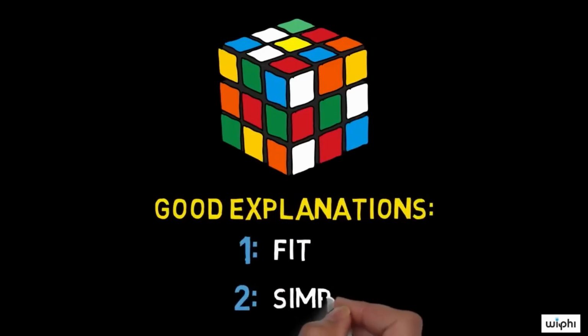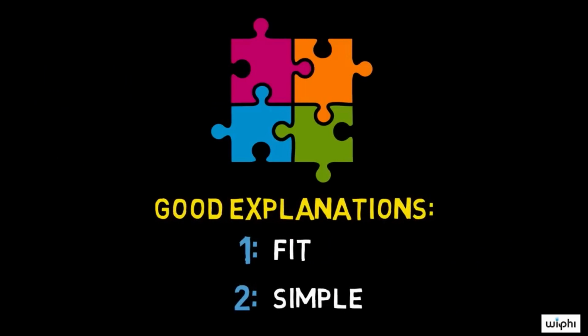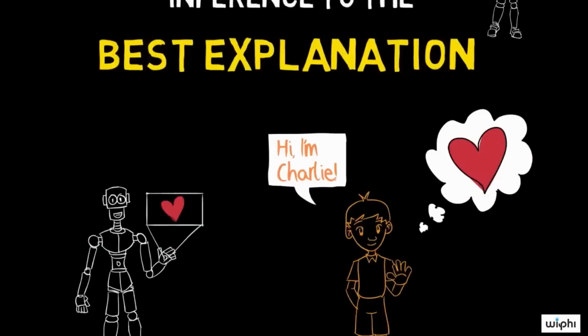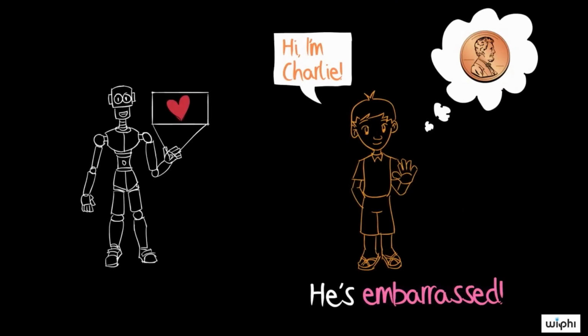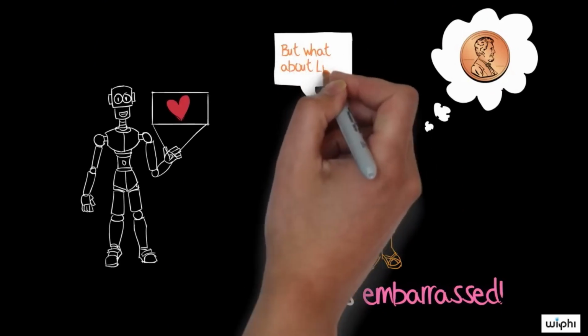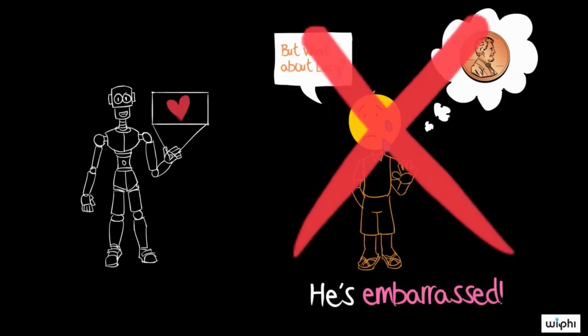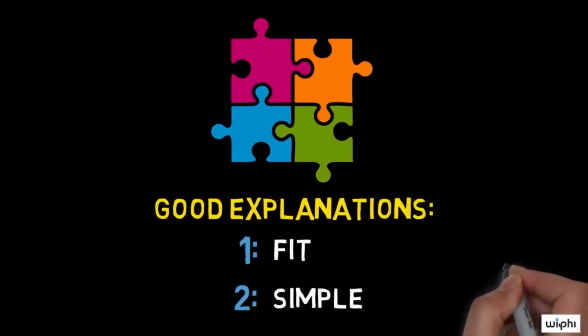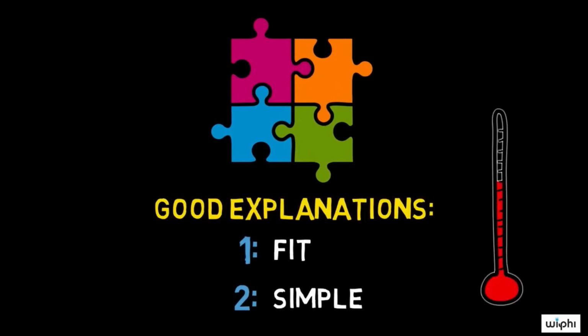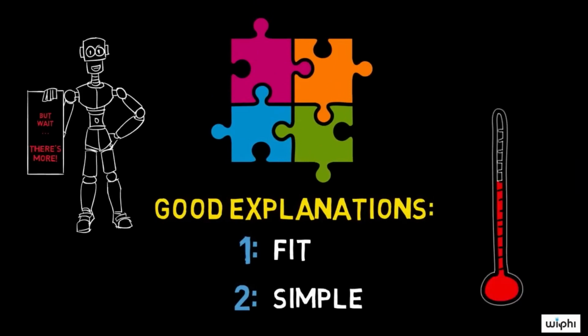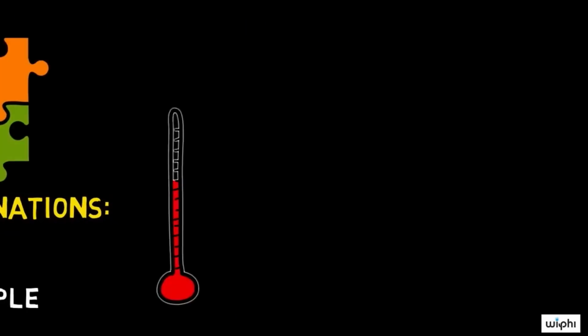Second, other things being equal, a simpler explanation is better than a complicated one. Here's another possible explanation for Charlie's blush. Maybe he misheard you and thought you said that Penny had a crush on him, and so he's embarrassed to learn about Penny's crush, not Lucy's. This explanation could be right, but it's needlessly complicated. Since the original explanation is simpler, it's preferable to this more complex one. Both fit and simplicity come in degrees, and other factors are also relevant to how good an explanation is. There's no surefire recipe for saying when an explanation is the best one.